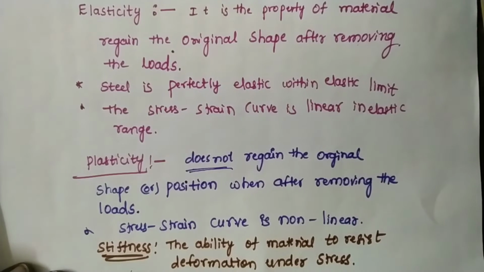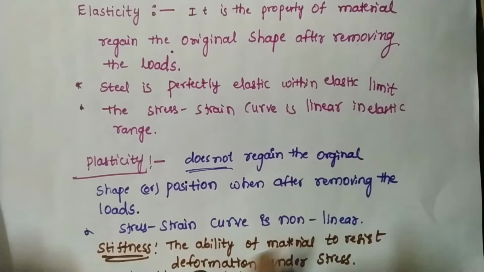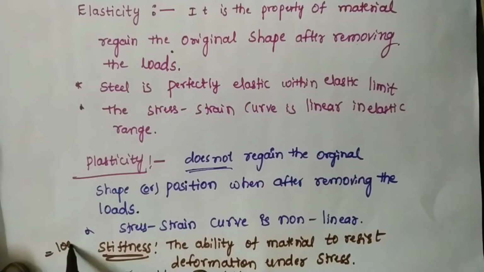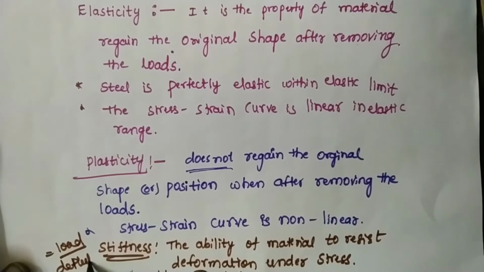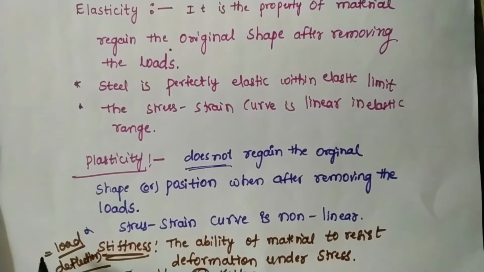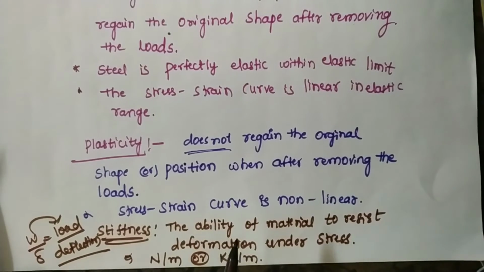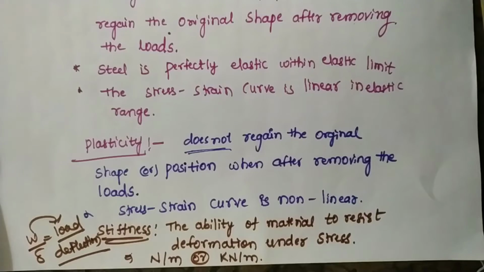Next, what are the units for stiffness? Generally we use newton per meter, or kilonewton per meter. What is the mathematical formula of stiffness? We know that it is load per deflection, that is W by delta. W means load, and delta means deflection.